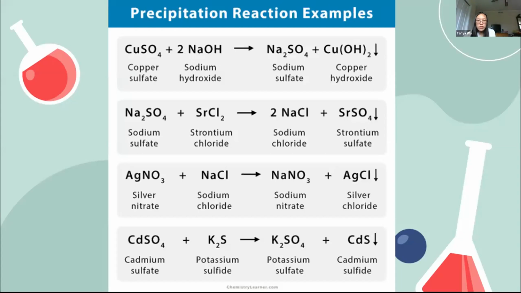So the signs at the end are just to indicate the charge. And that's the ionic formula. If you want the net ionic, then you just cross out the ones that are on both sides. So the SO4, you cross that out because it's on both sides, and the same with the sodium.